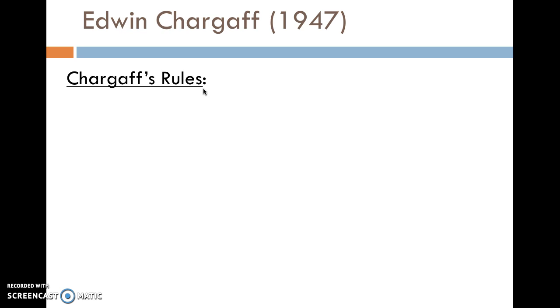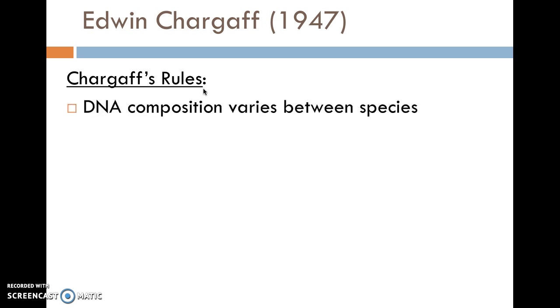Now, something that he figured out in studying different types of organisms, different species, is that the DNA composition varied between different species. A sea urchin had roughly 33% DNA composition, whereas a bacteria cell would have somewhere around 24%. So there was a difference in how much DNA different organisms had in their cells, and that wasn't widely known. The other thing that he figured out was something known as Chargaff's rules.